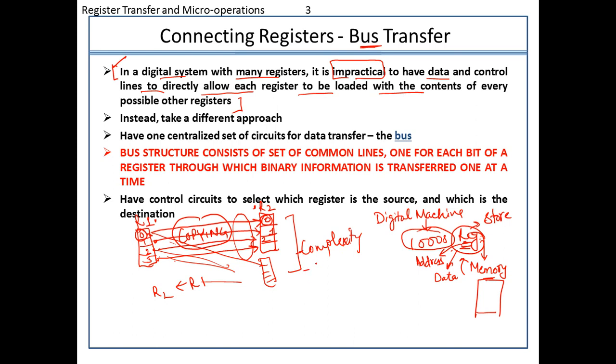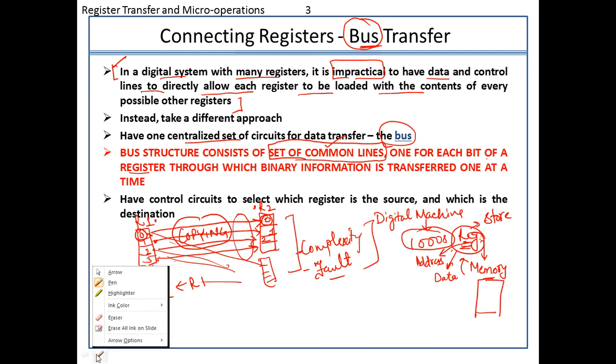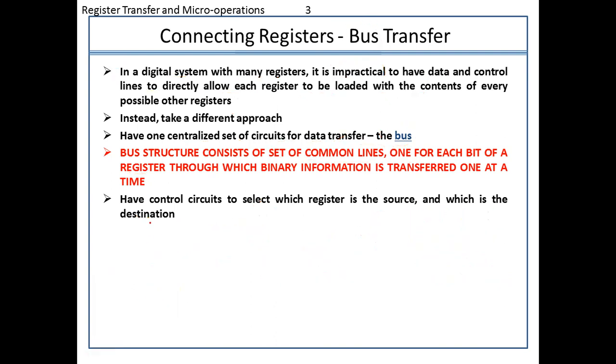Along with that, it would be nearly impossible to determine a fault if it arises within the hardware. So for these two reasons, we rely on a new centralized architecture, which we call a bus system. What happens in a bus system? The bus structure consists of a set of common lines, one for each bit of a register. This is the basic idea.